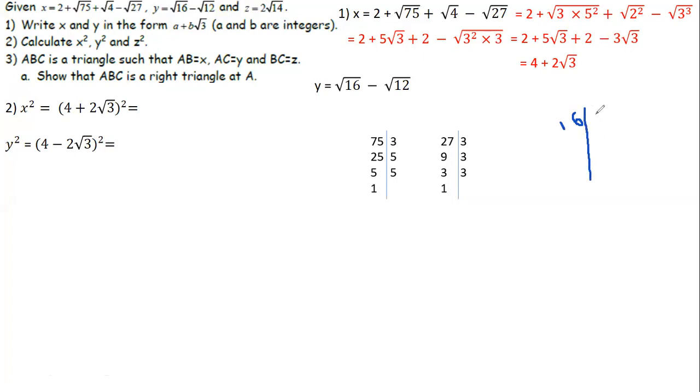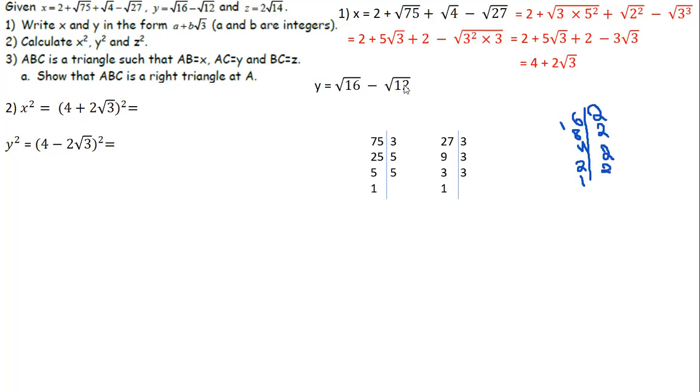We divide by 2. By 2 it gives me 8. By 2, 4. By 2, 2. By 2 it gives me 1. Right? So what are the prime factors of 16? 2 to the power 4, right?